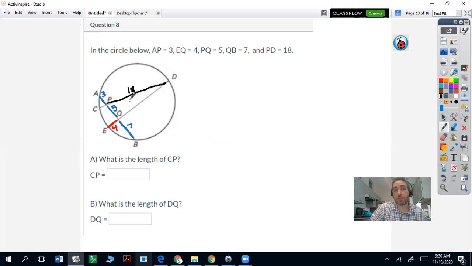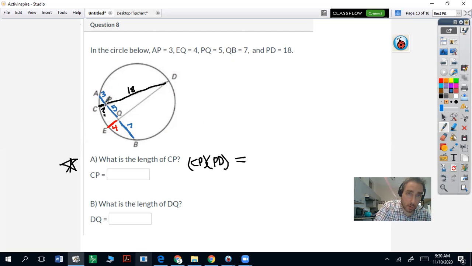All right, so we got 2 problems to solve on this one. Let's start with letter A. What's the length of CP? Well, CP is in the same chord as PD. So I want to know what CP is. So think about this chord here. Chord CP, I'll use the letters so we can see the different breakdown, times segment PD, not chord, because the overall thing's the chord, is equal to, now this one's kind of tricky because it's the breakdown here.